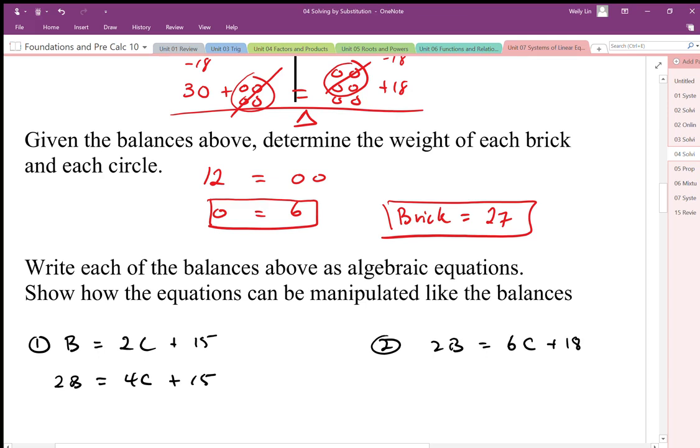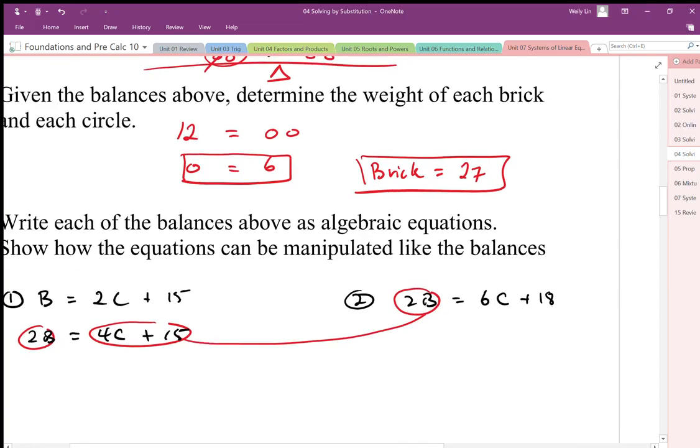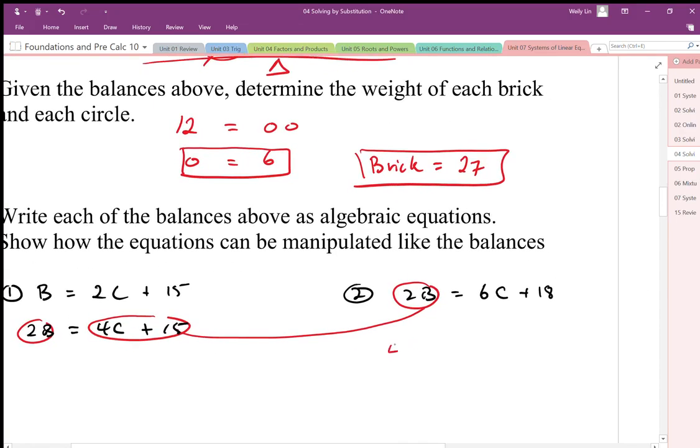What I did before was I took this equivalent and replaced that, and I ended up with 4 circles plus, sorry, this should have been 30 because I doubled everything. I have to make sure I double everything. 4c plus 30 is going to balance 6 circles plus 18.